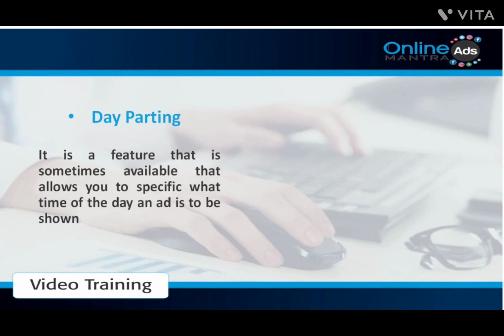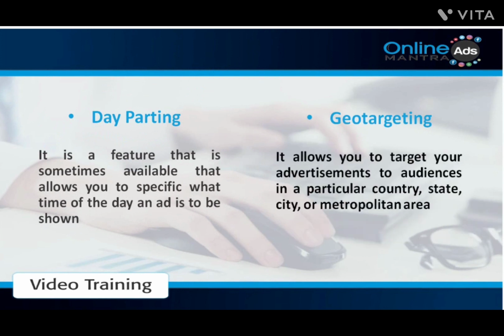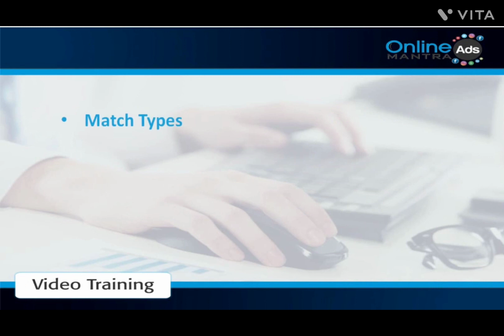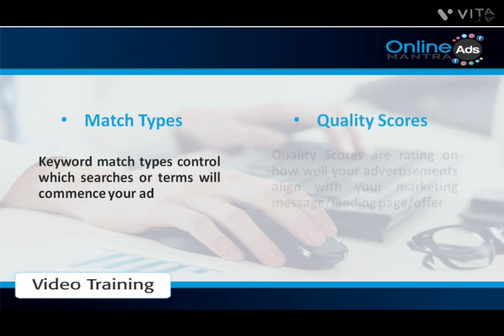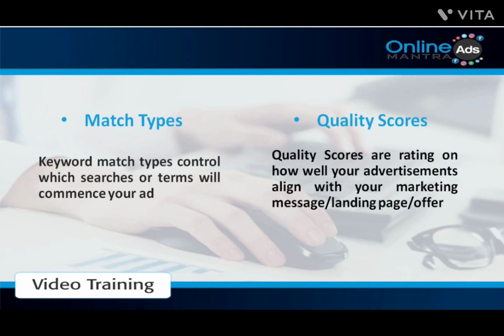It is a feature that is sometimes available that allows you to specify what time of the day an ad is to be shown. Retargeting. It allows you to target your advertisements to audiences in a particular country, state, city, or metropolitan area. Match types. Keyword match types control which searches or terms will trigger your ad. Quality scores. Quality scores are ratings on how well your advertisements align with your marketing message, landing page, and offer.